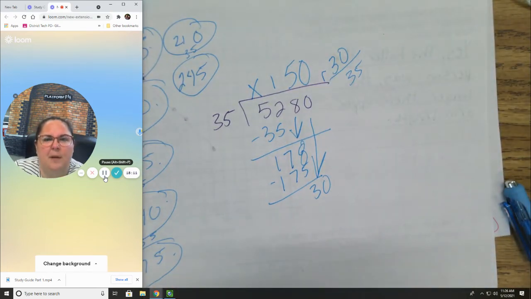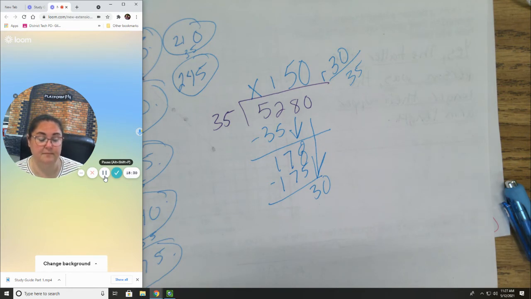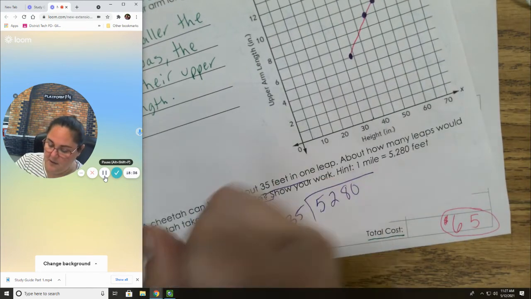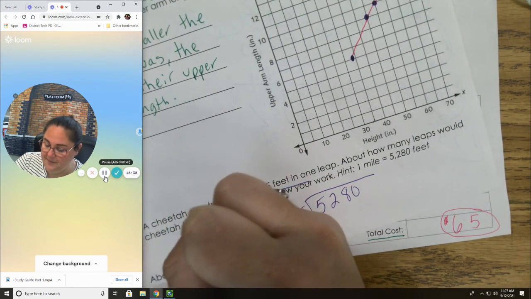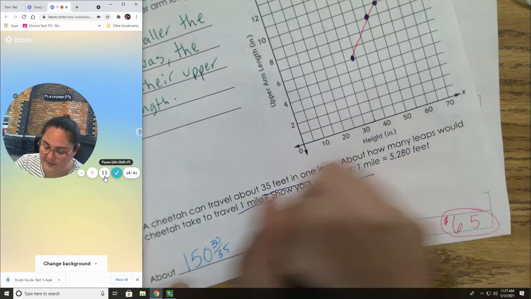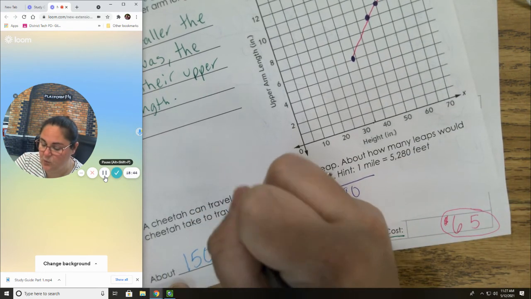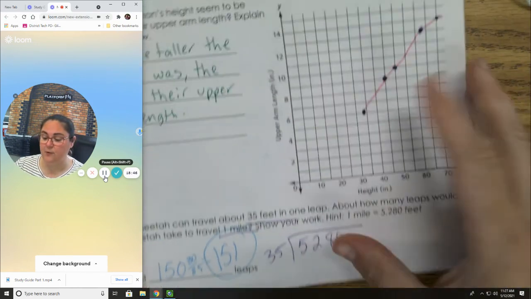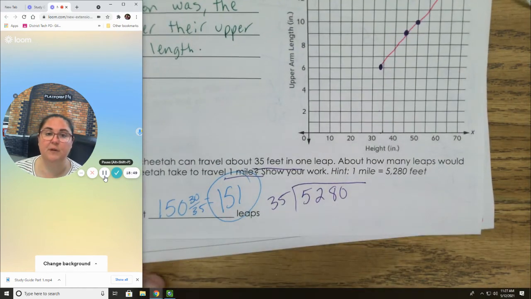Can you hop or jump 35ths of a hop or a leap or a jump? No. So for this question, I would round up. I would take 150 and I would go ahead and round it up to 151. Okay. So for my answer here, 150 and 30 over 35, I guess, or 151 leaps. My preference for this assignment and for this quiz would be 151 leaps.